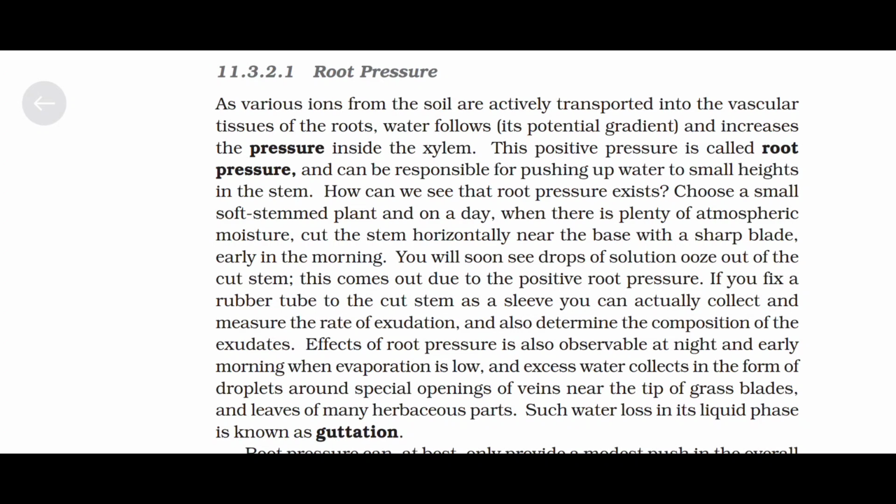Choose a small, soft stem plant and on a day when there is plenty of atmospheric moisture, cut the stem horizontally near the base with a sharp blade early in the morning. You will soon see drops of solution ooze out of the cut stem. This comes out due to the positive root pressure. If you fix a rubber tube to the cut stem as a sleeve, you can actually collect and measure the rate of exudation and also determine the composition of the exudates.